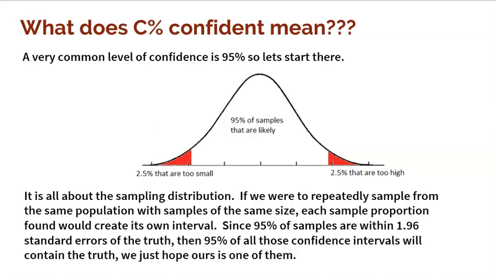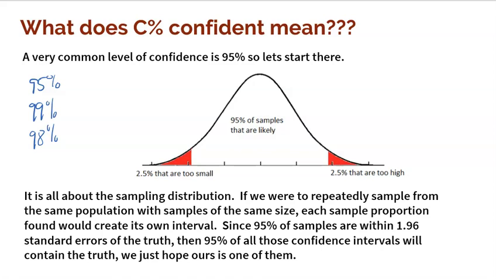All right, a big question that pops up on the AP test is, what does C% confident mean? When we're given a level of confidence, the three most common levels you'll see are 95%, 99%, and 98%. Again, you could be 90% or even 96 or 92, but these are the most common levels of confidence. So when we talk about being 95%, for example, what does that mean?